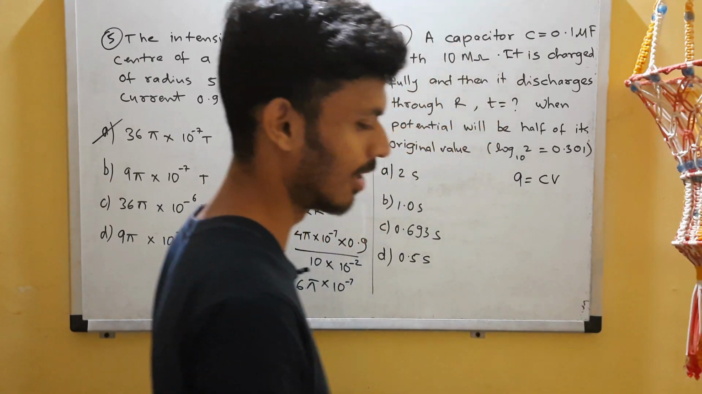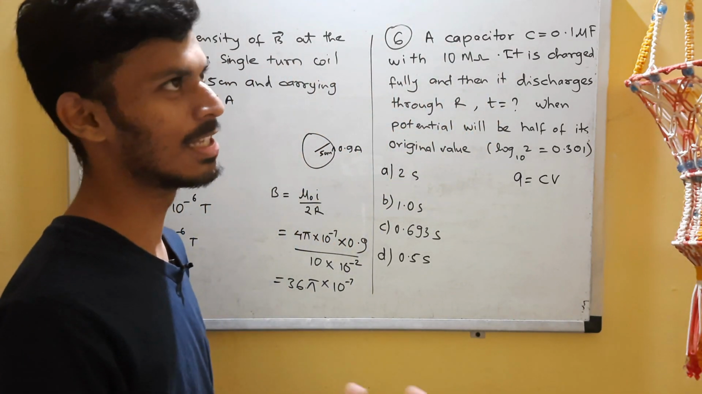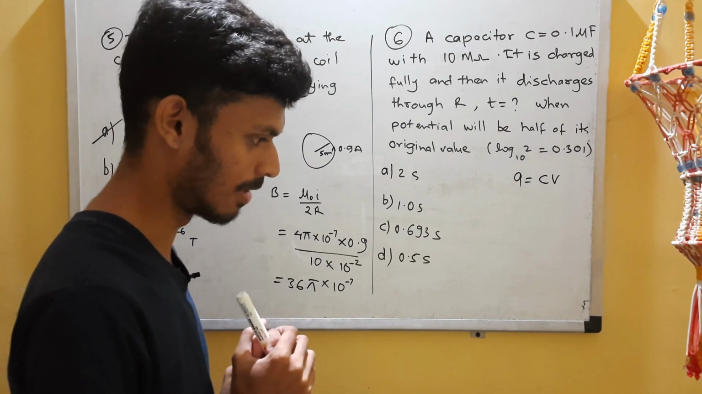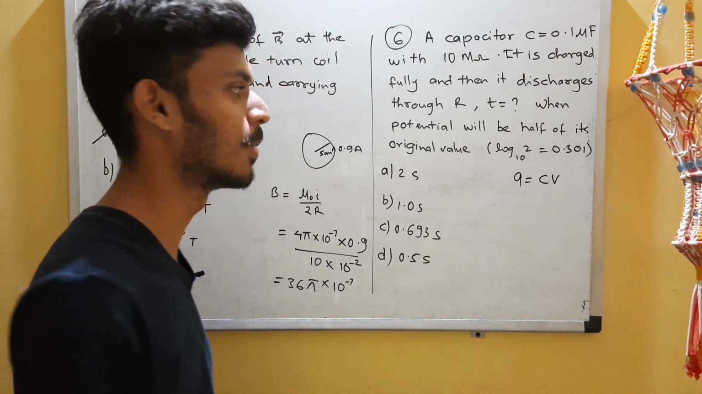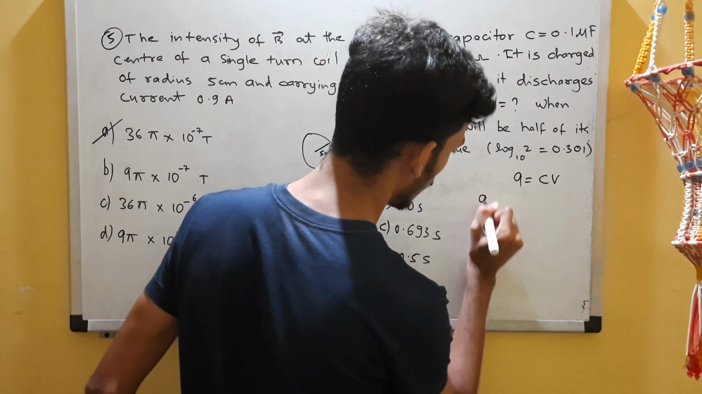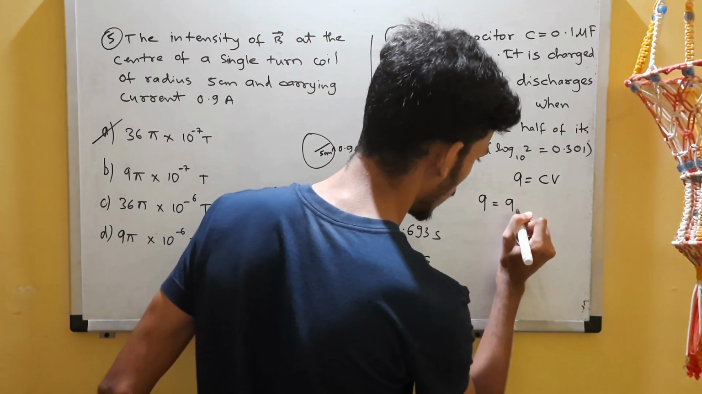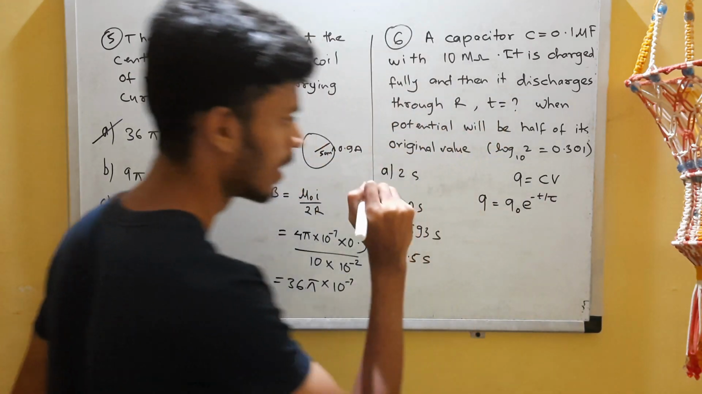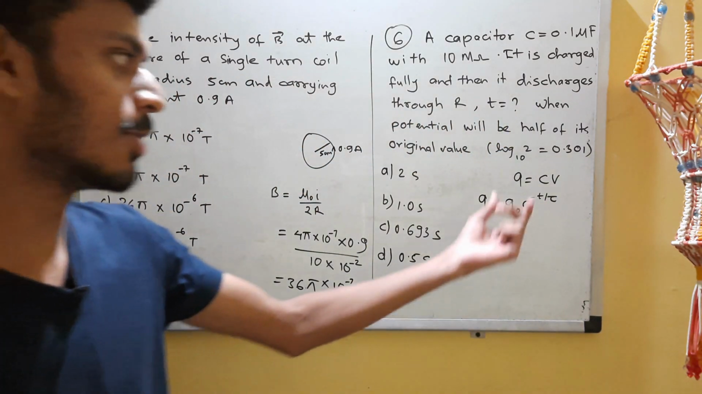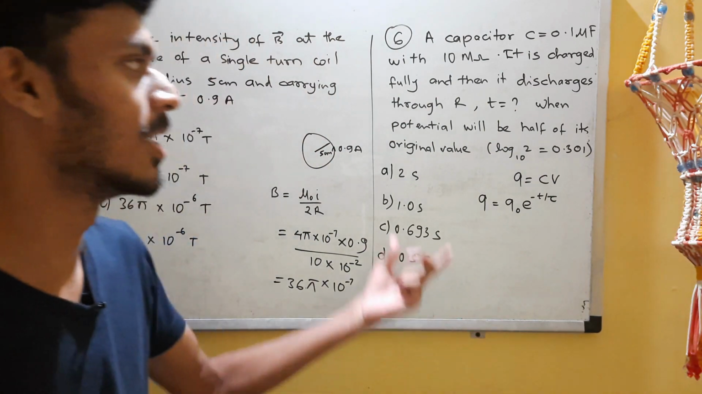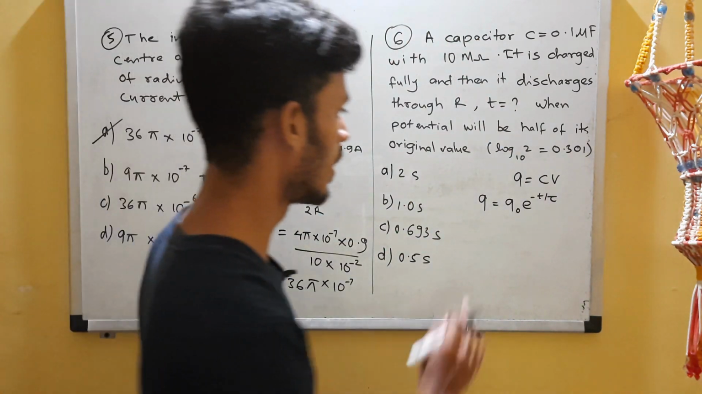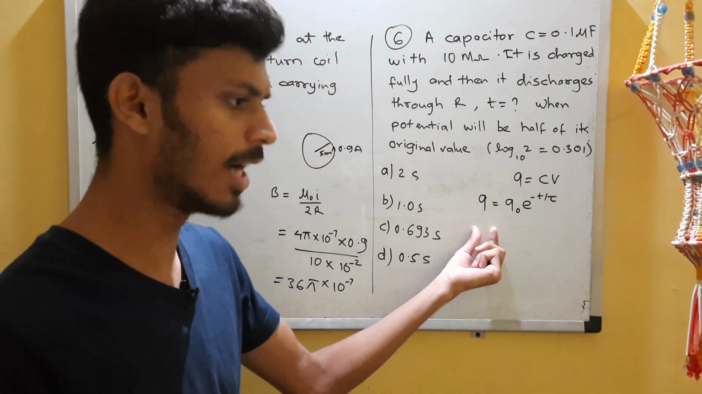Now I doubt if you have studied this topic. This comes under transient response. It's in chapter 16 or chapter 2 of your 12th standard, electrostatic potential. There the equation for discharging is given as Q equals Q naught e raised to minus t by tau. This is the equation for discharging of a capacitor through a resistor. Q is the charge at a particular instant.